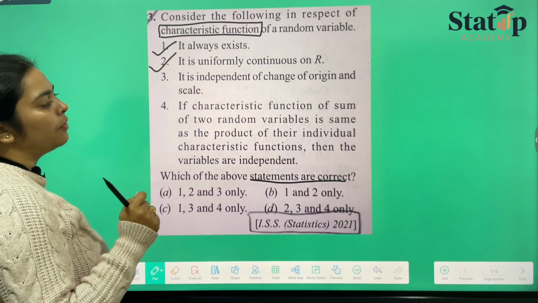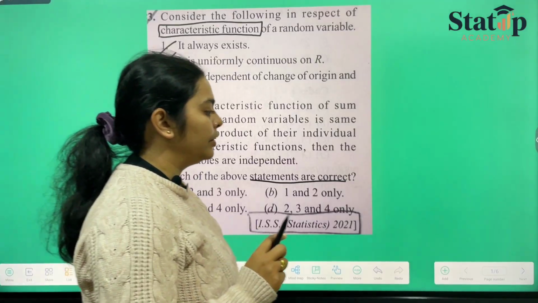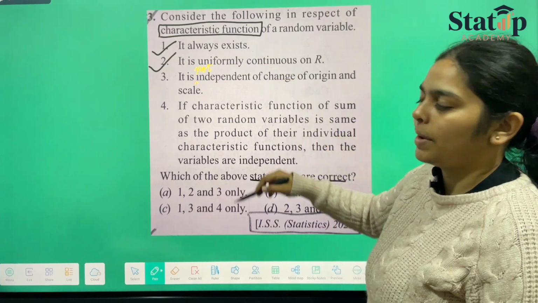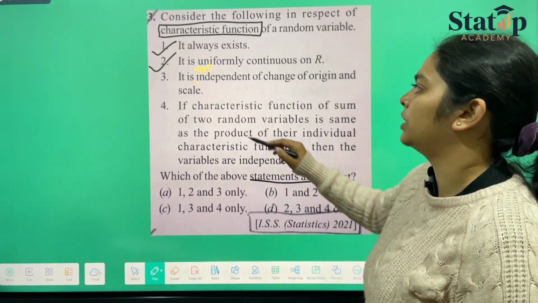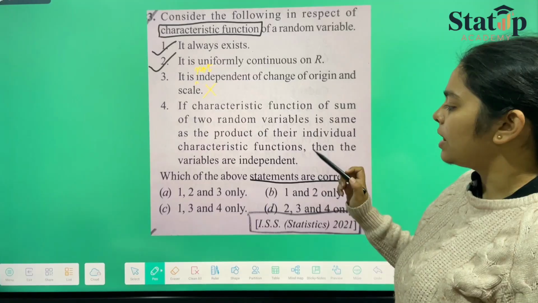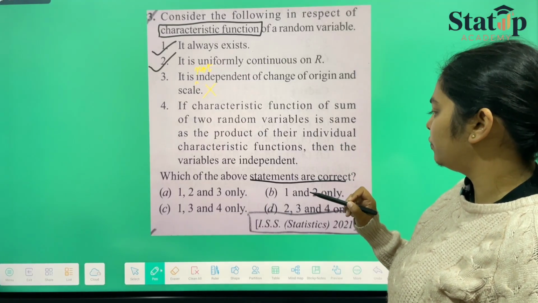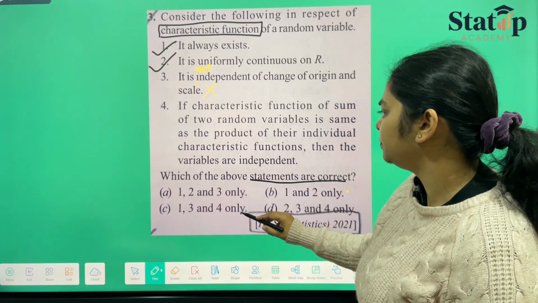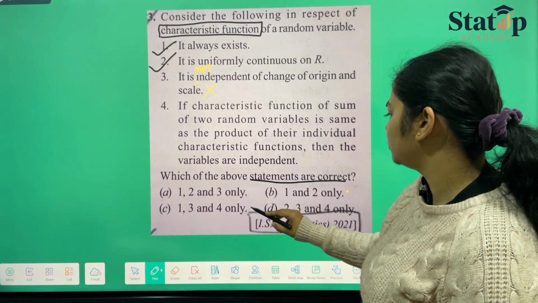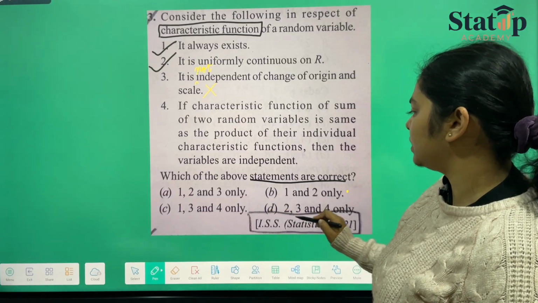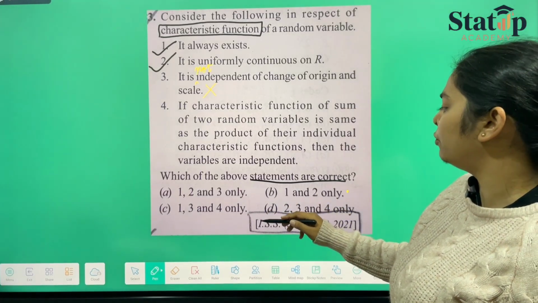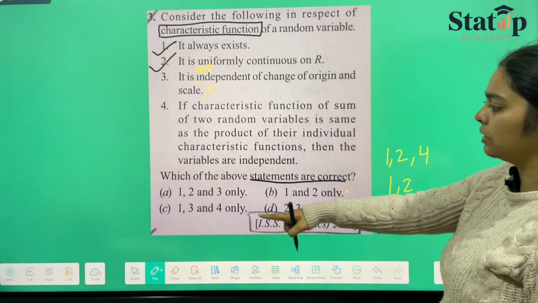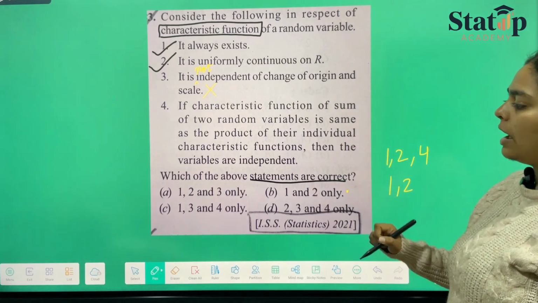It is independent of change of origin and scale. I told you that it is not independent of change of origin and scale. It depends on it, as well as MGF also depends on it. So the third statement will be false. We can say 1 and 2 are true and third is false. There is no option where 1 and 2 are true and 4 also occurs. Either this can be our option or this can be our option, but the rest don't have this option. So our option B will be correct.